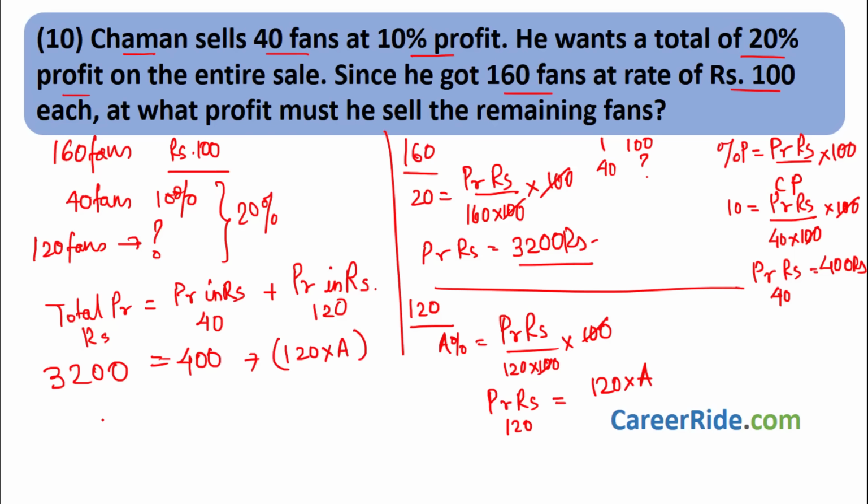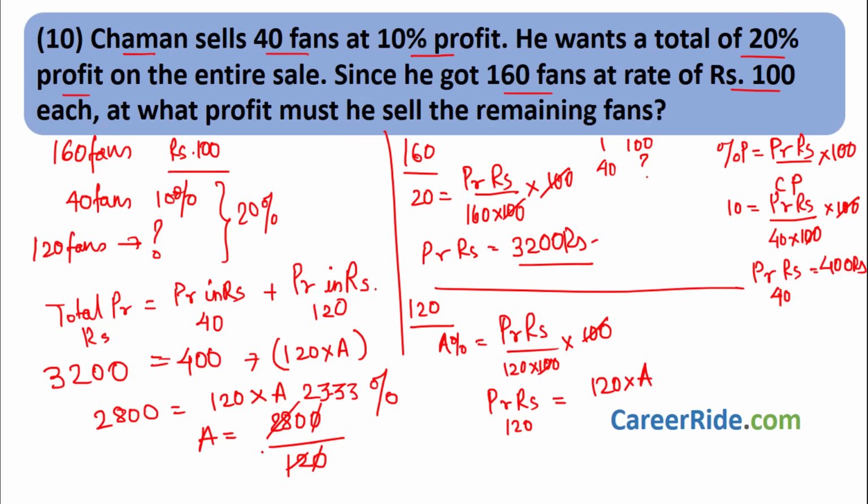Let's solve. What do we get? 2800 would be equal to 120 into A. A would be equal to 2800 upon 120. This gets cancelled. 12 2s are 24, 40. 12 3s are 36, 40. 23.333%. That means the rest of the fans have to be sold by Chaman at 23.33% profit.